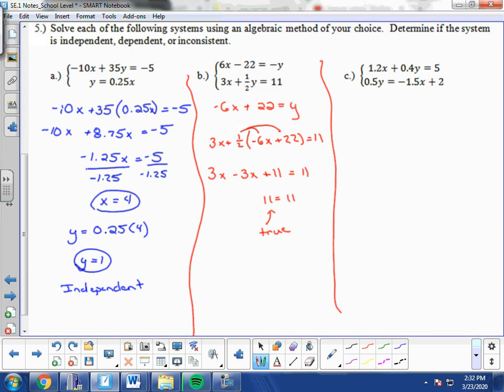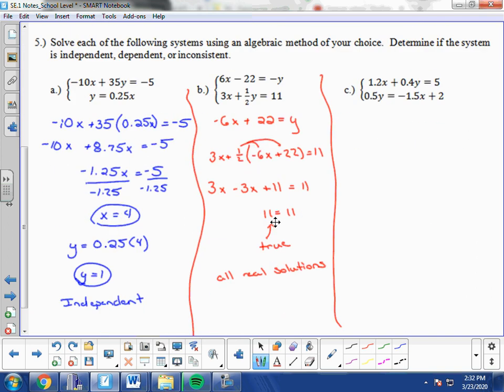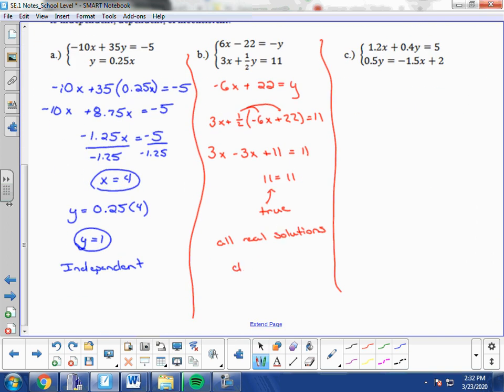When you go through the steps algebraically, do it correctly, and get a true statement, this means that all real solutions would be true. We didn't actually have to find what x and y were, but they're going to be all real numbers. This would match up with the second option. This would be a dependent example algebraically.